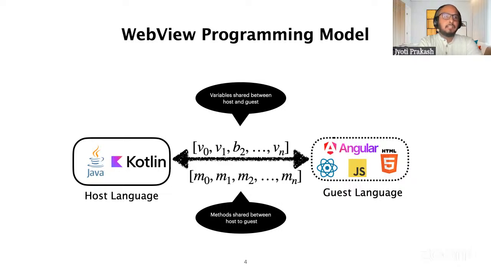On top of that, it is also possible for a developer to call JavaScript code from the host language, and also access some part of the Java code in the guest language. This happens by means of shared variables and shared methods, which I'll talk about in a later slide, on how it is achieved in the Android ecosystem.